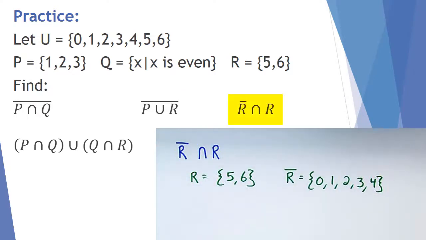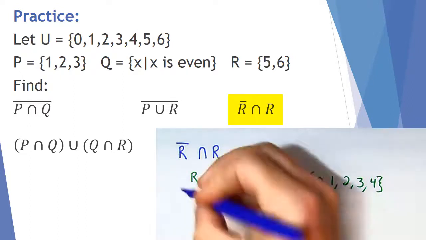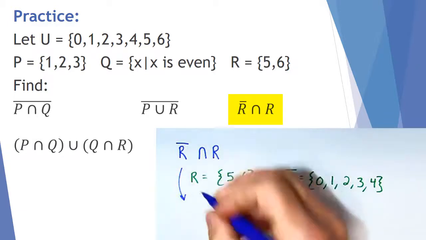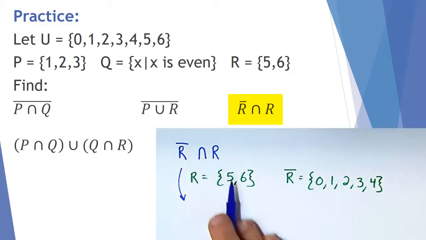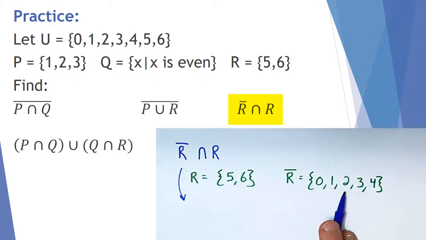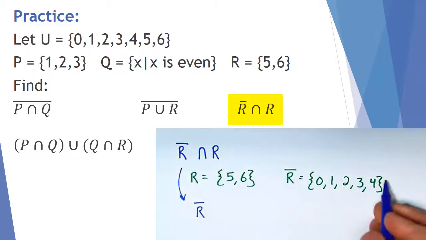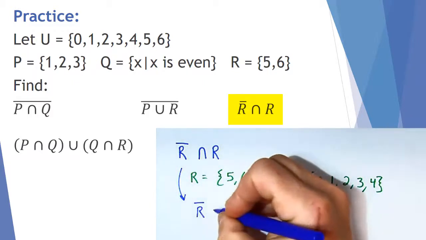Okay, our next one, the complement of R intersect R. Well, R consists of the numbers 5 and 6, and the complement of R is going to be made up of all the numbers that are not in R, 0, 1, 2, 3, and 4. But it really doesn't matter because the intersection of R and its complement, that is to say the numbers that are in the intersection of R and the numbers not in R, of course there aren't going to be any. We didn't actually need to even know what the sets R and its complement are.